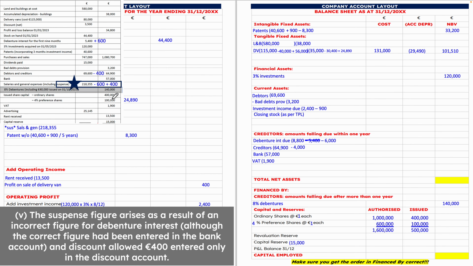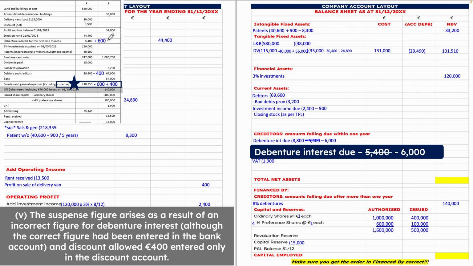So I take my workings from my trial balance, okay, and I just slot them into my accounts. So instead of me having 5,400 debenture interest already paid, I'm just going to cross that out and minus 6,000 instead. Or you could put a bracket around the 54 and add the 600, whatever you need to do, but you just need to take 6,000 away. Okay, so that's the first part done.